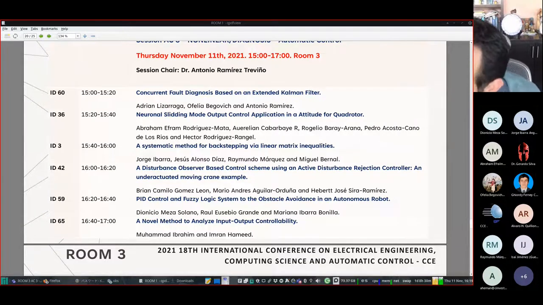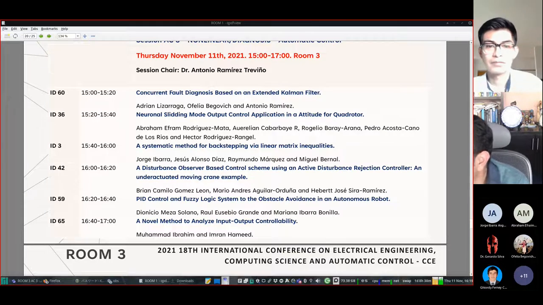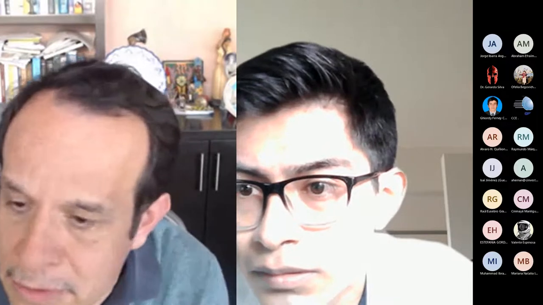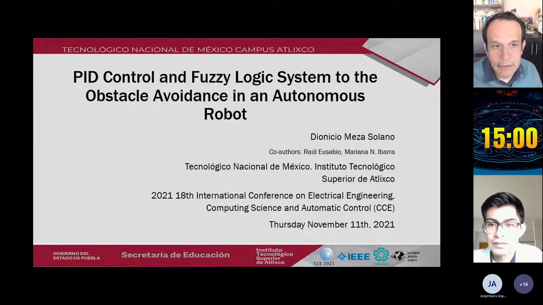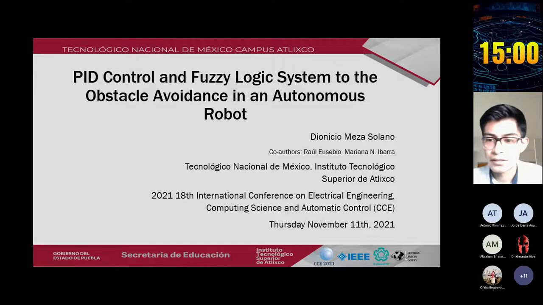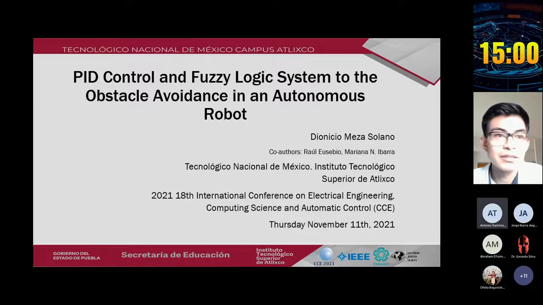Okay, we continue with this session. The next work will be presented by Dionisio Mesa Solano, is that right? Yes. Okay, the work is titled PID Control and Fuzzy Logic System to the Obstacle Avoidance in Autonomous Robots. Okay, Dionisio, you can start now. Could you present your slides? Okay, we see your slides right now. Can you see my presentation? Sure. Okay.